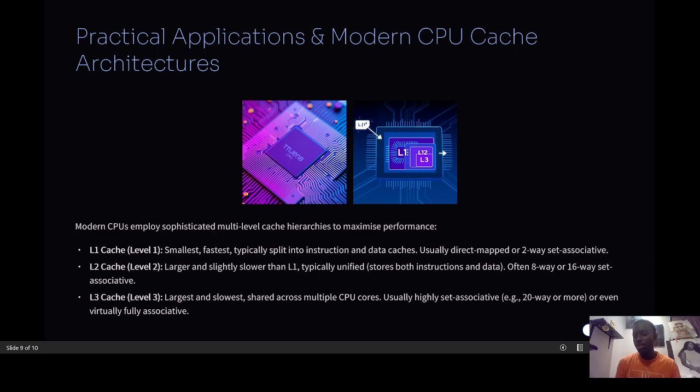So, concluding: understanding these cache mapping techniques is fundamental to achieving high performance computing. As technologies advance, the evolution of cache architecture will continue to be a crucial area of research. Let me know what you think. Thank you very much.